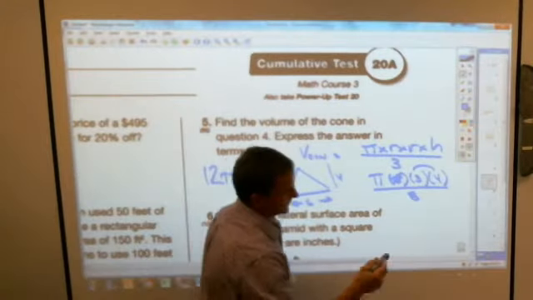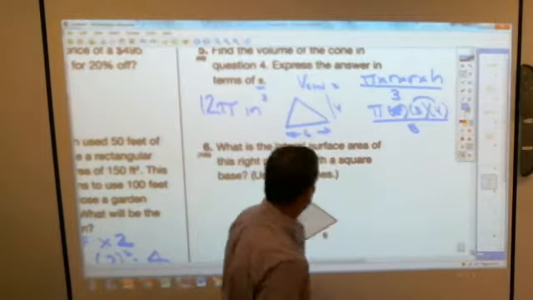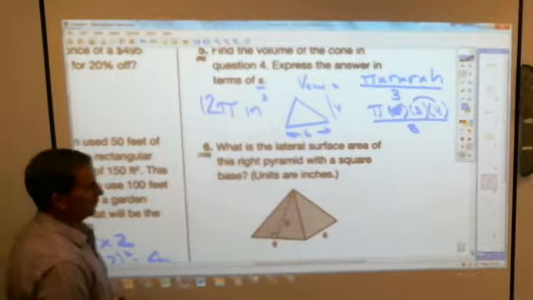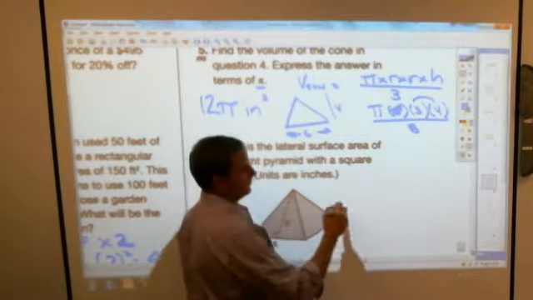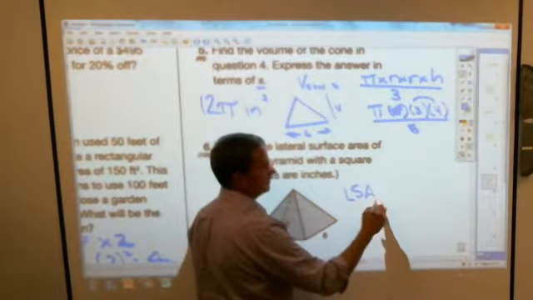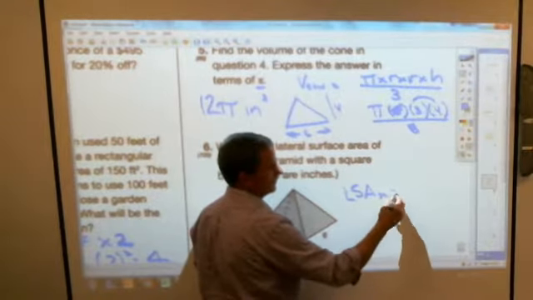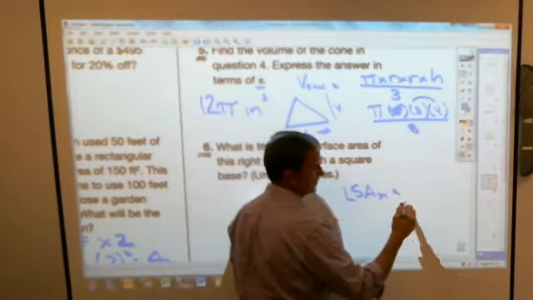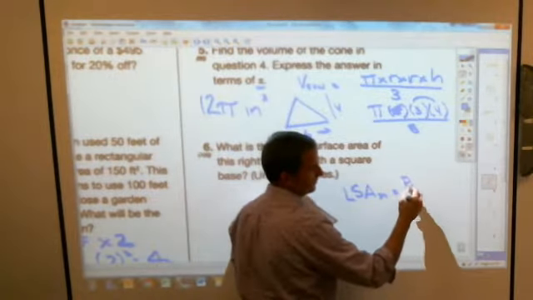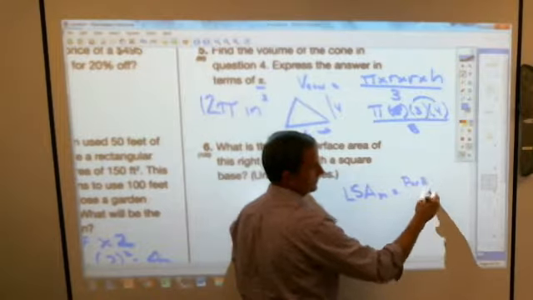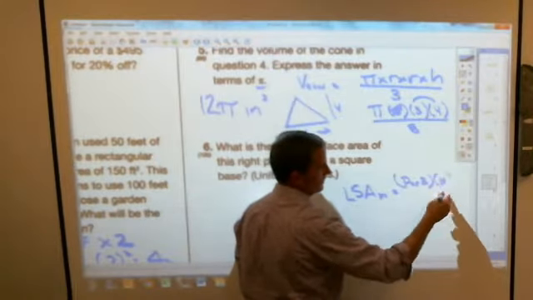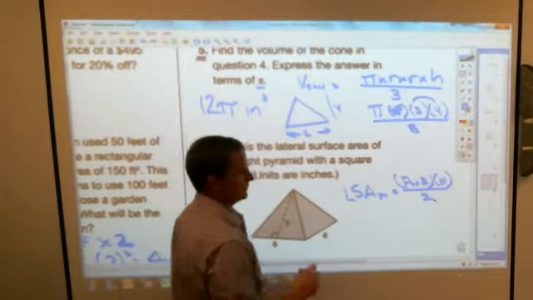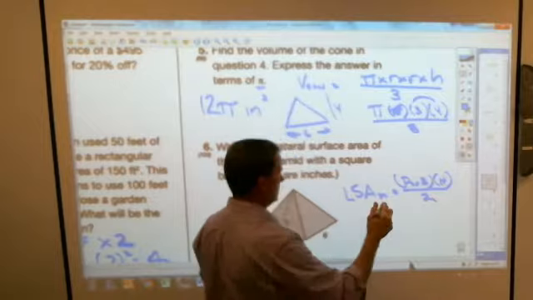And then somebody better ask about 6, because everybody had the formula. What is the formula for the lateral surface area of a pyramid? Half of the base times slant. Right. Because they're all triangles, it's going to be the perimeter of the base times the slant height, all divided by 2, because they're triangles.